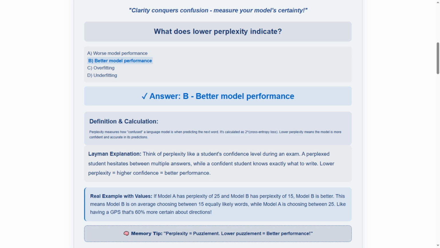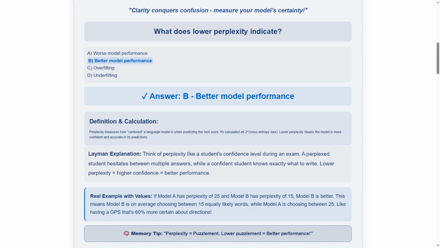Our first question today focuses on perplexity. What does lower perplexity indicate? Let's look at the options. A. Worse model performance. B. Better model performance. C. Overfitting. Or D. Underfitting. The correct answer is B.